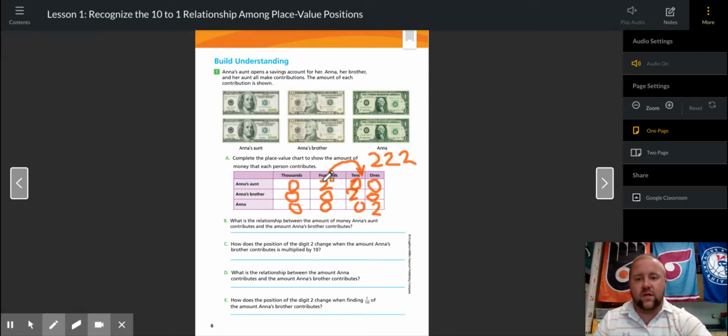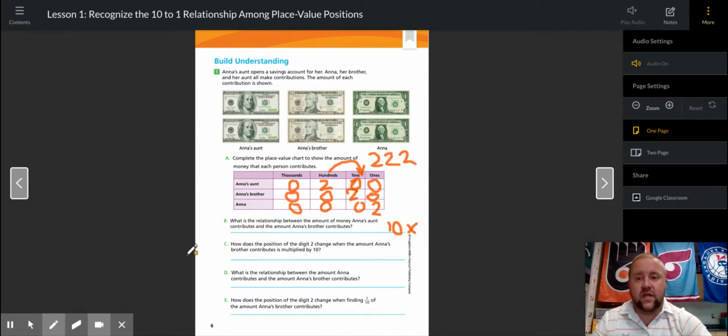So if we're talking bigger, right? So Anna's aunt gave 10 times the amount of money that Anna's brother gave. And if you had 20 and you counted 10 20s, that would give you 200. That's why it is 10 times the value. So I'm just going to put a 10 and a times sign here because that is a quick and easy answer for what's the relationship. It is 10 times the amount.